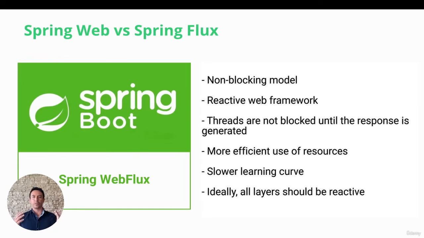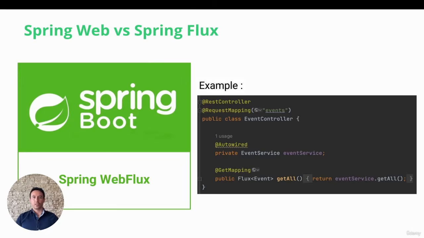For an architecture to truly benefit from the reactive paradigm, all layers of the application need to be reactive: the front end, the back end, and even the databases. For example, in the code on the screen, you can see how to retrieve a list of events as they become available, instead of waiting for all the events to be fetched from the database. You can also see that in the signature of our getAll method, we don't return a list of events, but rather a stream of events, unlike in Spring Web. In Spring Web, you would typically return a list of events instead of a stream of events. Of course, for the architecture to be ideal, the database in this example would also need to be reactive.